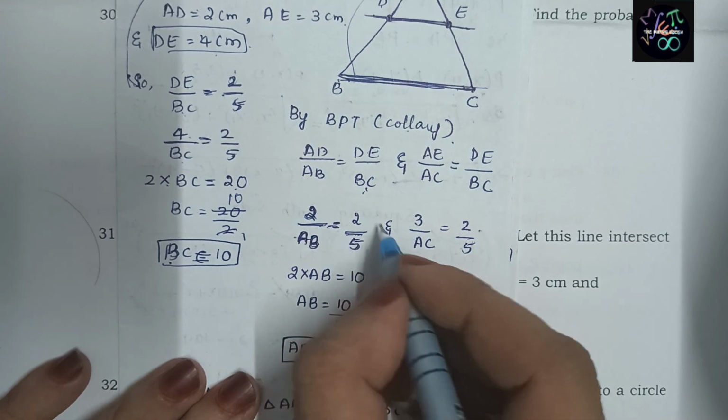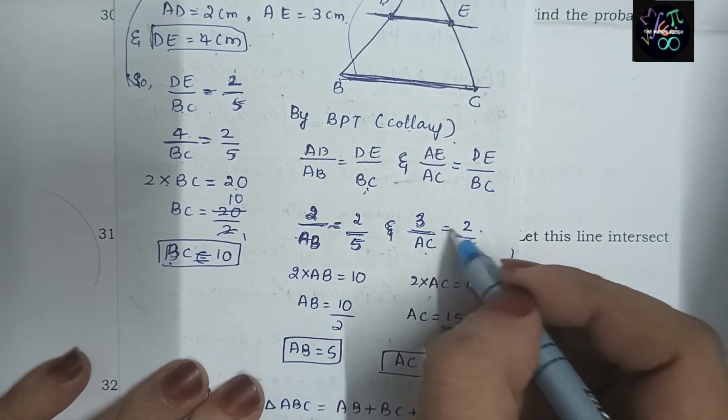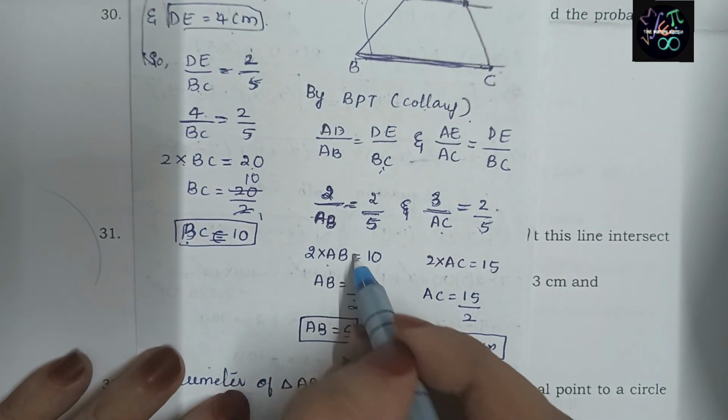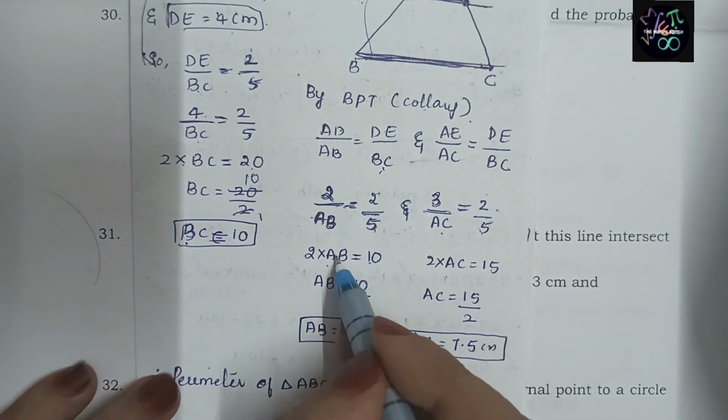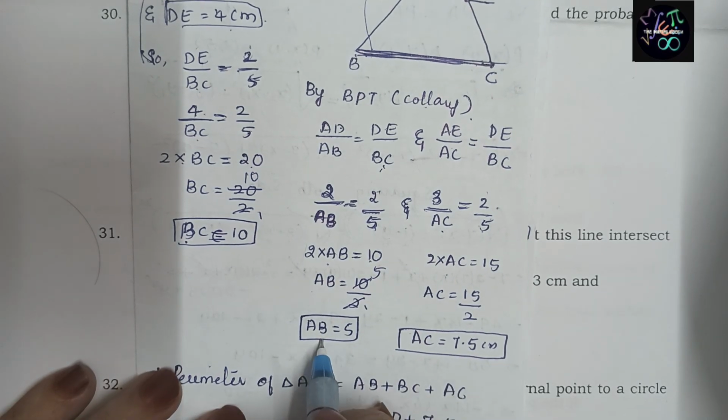Okay. And on this side, AE they have given as 3, AC we don't know, equals 2 by 5 as it is. Let us cross multiply. 2 into AB is equals to 5 2s are 10. AB is equals to 10 by 2, 2 1s are 2, 2 5s are 10. So we got AB value as 5.